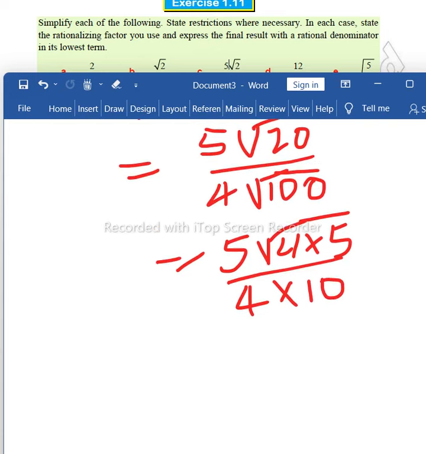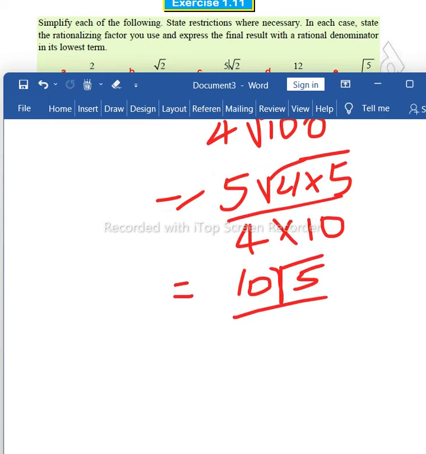Then again we can simplify this. The square root of 4 means 2, so 2 times 5 will be 10. The square root of 5 is not a perfect square, so we leave it as it is, over 4 times 10, which is 14.